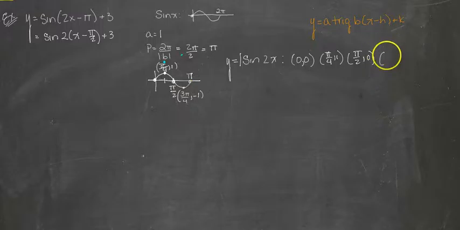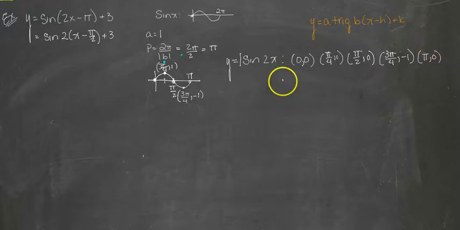3 pi over 4, and negative 1, and pi, 0. So that's a lot of points. The points that are going to be the trickiest are going to be pi over 4, 1, and 3 pi over 4, negative 1. These are easy to move forward pi over 2 units and up 3 units.